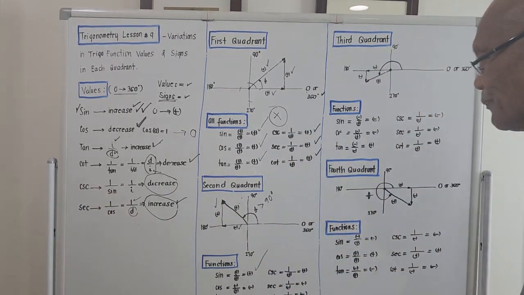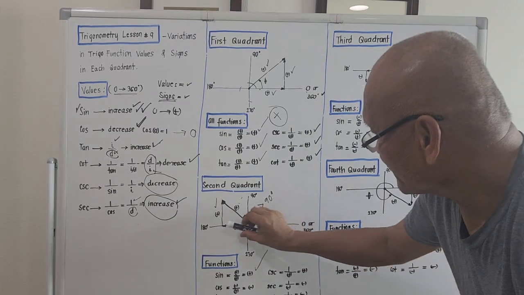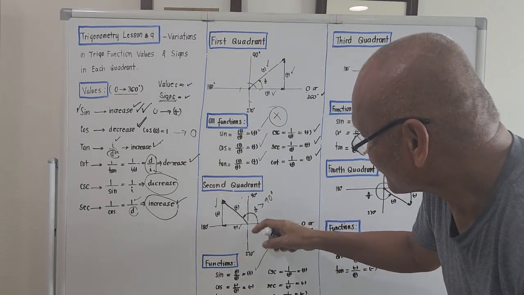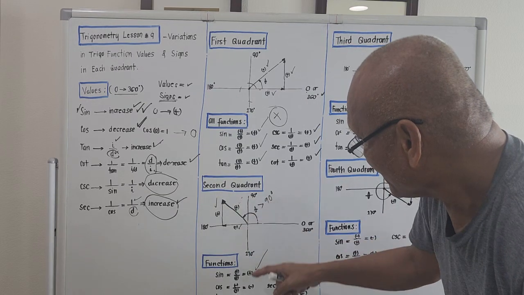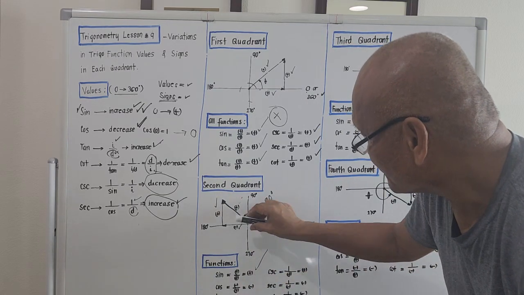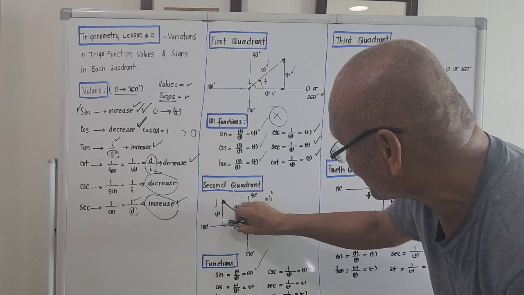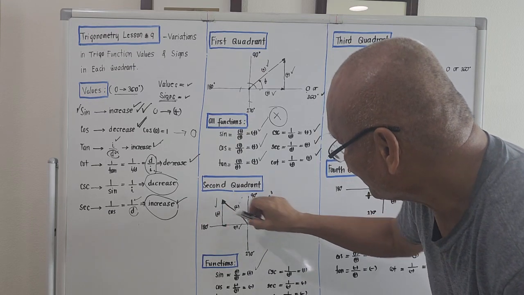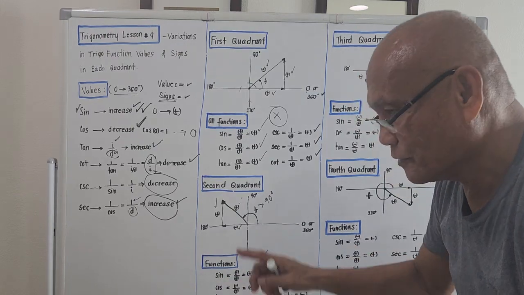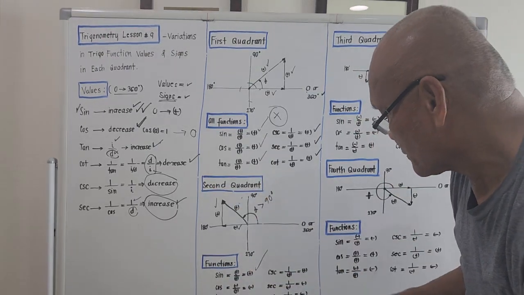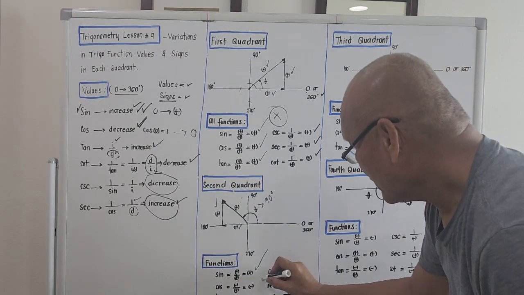For a cosine, this will be the adjacent side, so it will be the ratio of this side here over this. A negative over a positive. The horizontal part is actually negative. So this should be a minus over a plus. So for a cosine function, the sign of it will be a minus.